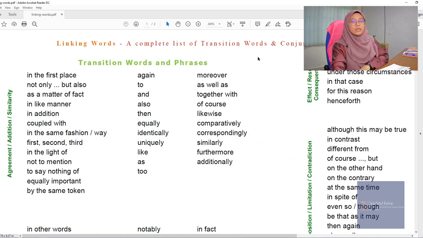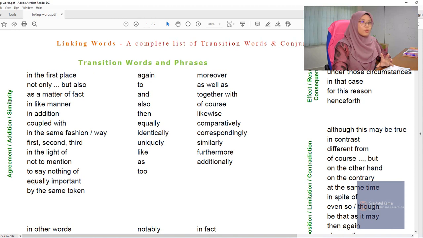Actually, transition words are connectors between one sentence and the other, one paragraph and the other. In paragraph writing especially, it is very important to make sure that the whole article or the whole essay is cohesive. From one paragraph, it is related to the other paragraph. So there are a lot of types of linking words available. Here are some of them, and you need to know how to use them and what each word represents. Okay, now let's take a look at the first one.